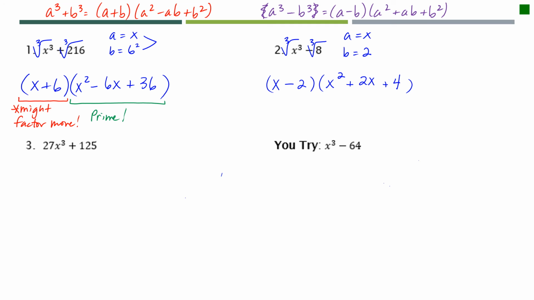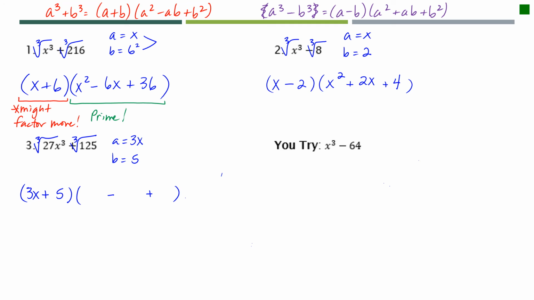All right, now this next one, a little more complicated, but not much. The cube root of 27x cubed is my a value. We have to do 2 cube roots. The cube root of 27 is 3. The cube root of x cubed is x. My b value is the cube root of 125, which is 5. This is a sum of cubes. So I'm going to do same, opposite, always positive. And now I'm just going to plug these things in. So I would have 3x plus 5.